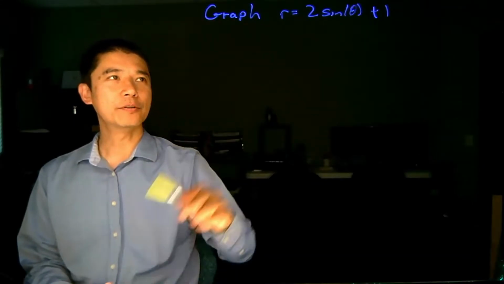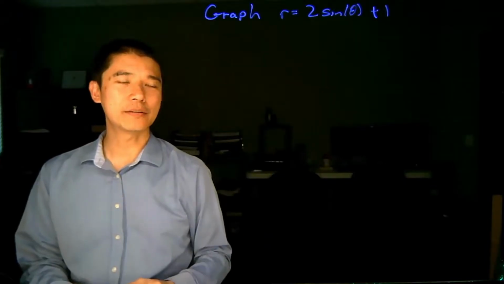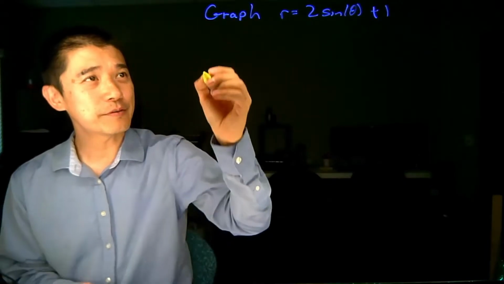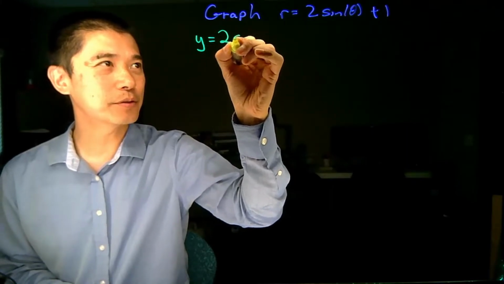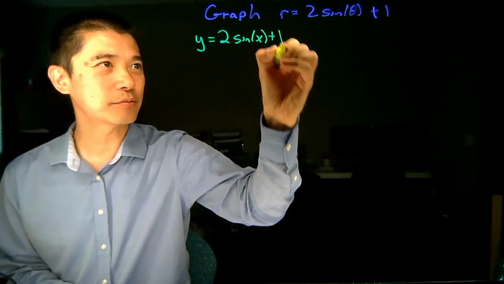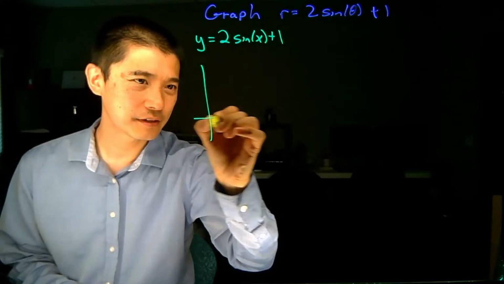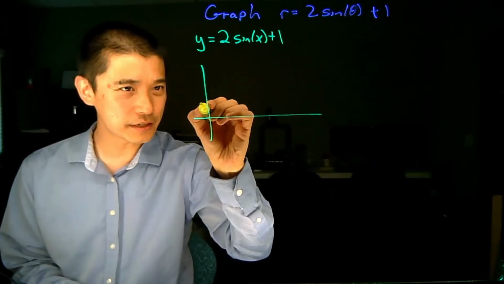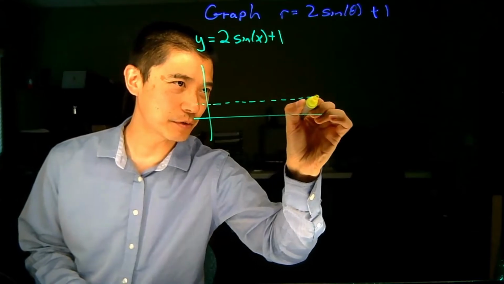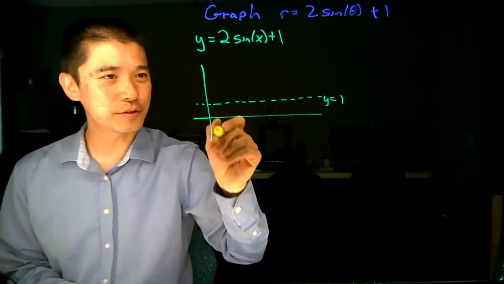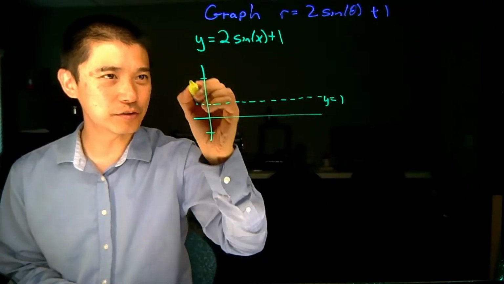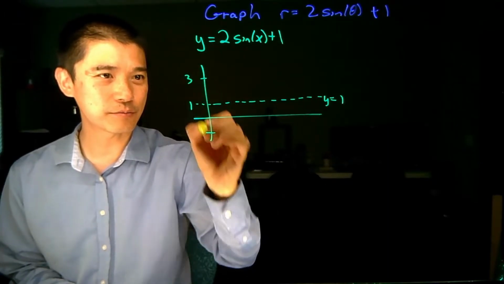Here's another example. Graph r equals 2 sine theta plus 1. Now, just as with the previous one, we're going to start off by thinking about this as xy. y equals 2 sine of x plus 1. What is that graph? Well, the plus 1 tells us that our midline is here at y equals 1. The 2 is the amplitude, so it's going to go up 2 and then down 2. So that's 1, so that's 3, and that's negative 1.